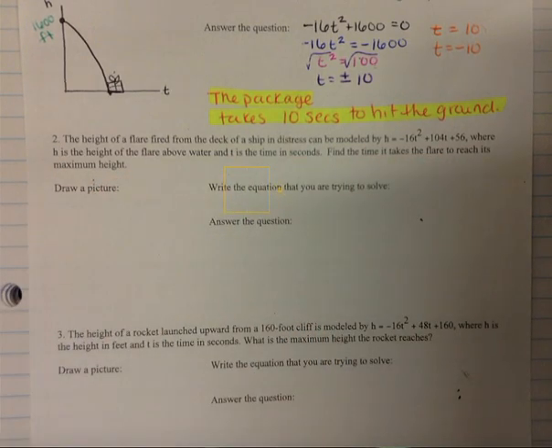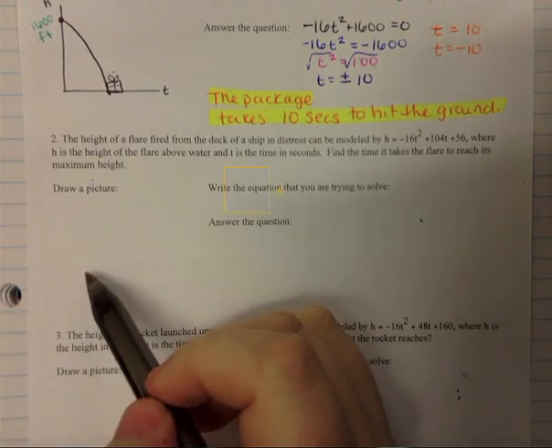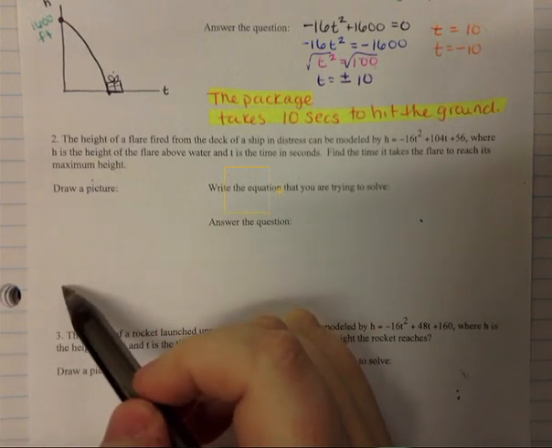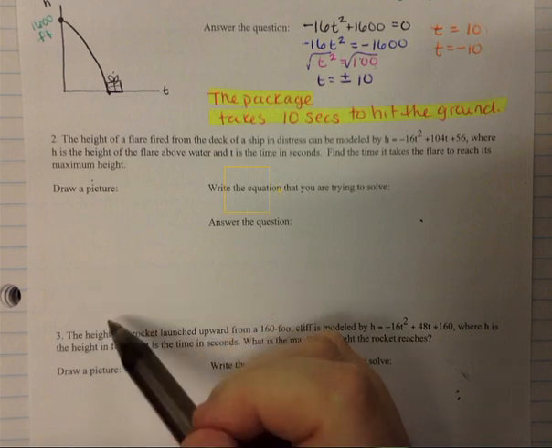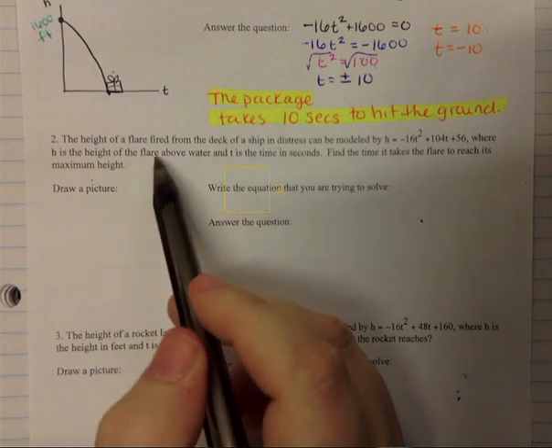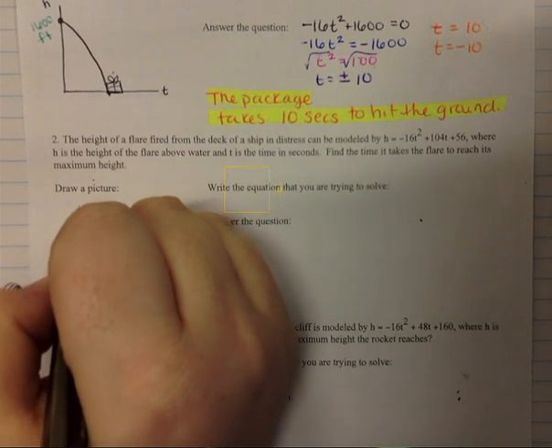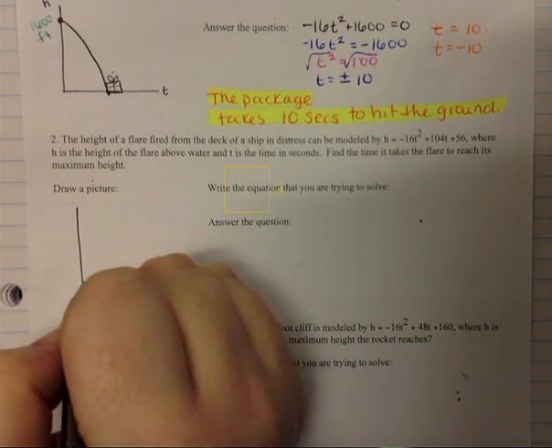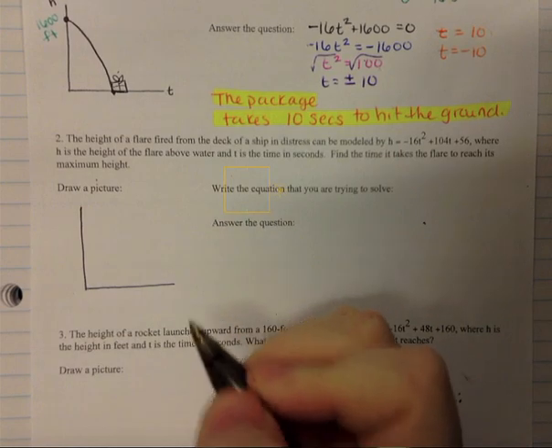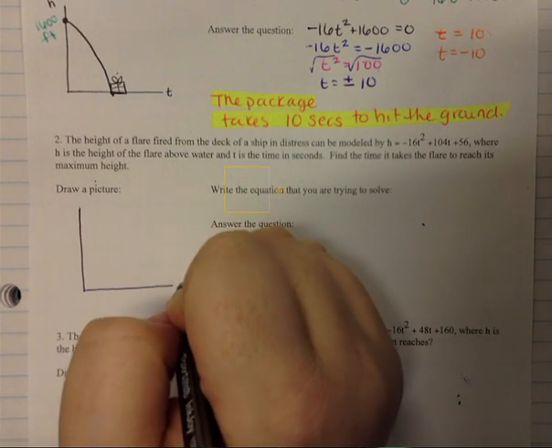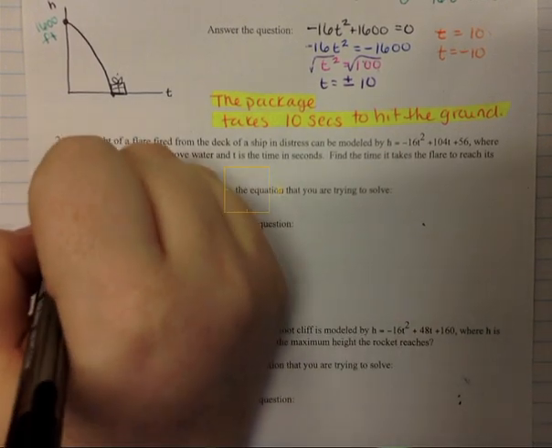So let's draw a picture again. We're dealing with height and time. We know the height can go up and it can go above water. It can go below water, but it's a flare, so it's probably not going to go underneath the water. So our height should go to the axis, and we can't have negative time. So again, we should just be focusing on quadrant 1. So we have time and height.